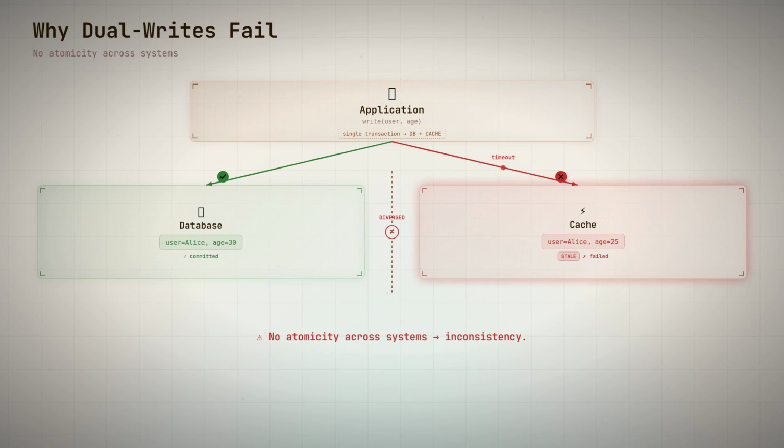Every request that hits the cache gets the wrong answer. Every request that hits the database gets the right one. Same user, two different truths. The naive approach is fundamentally broken.